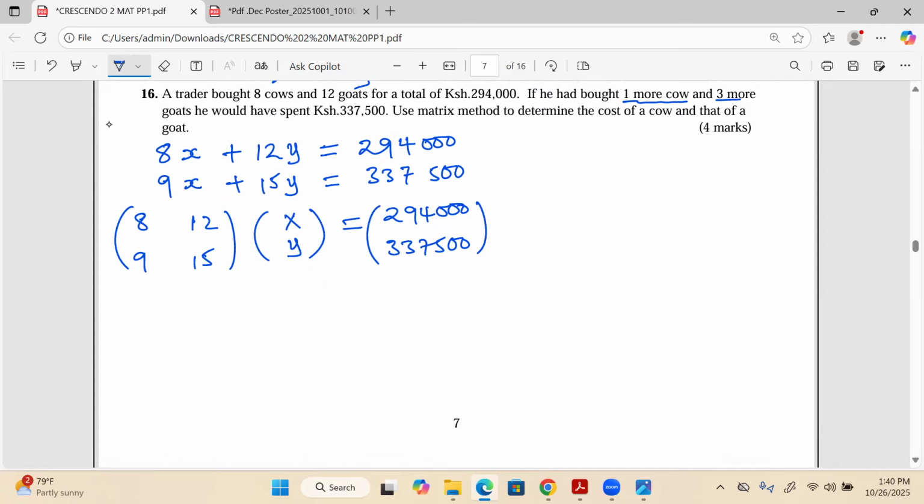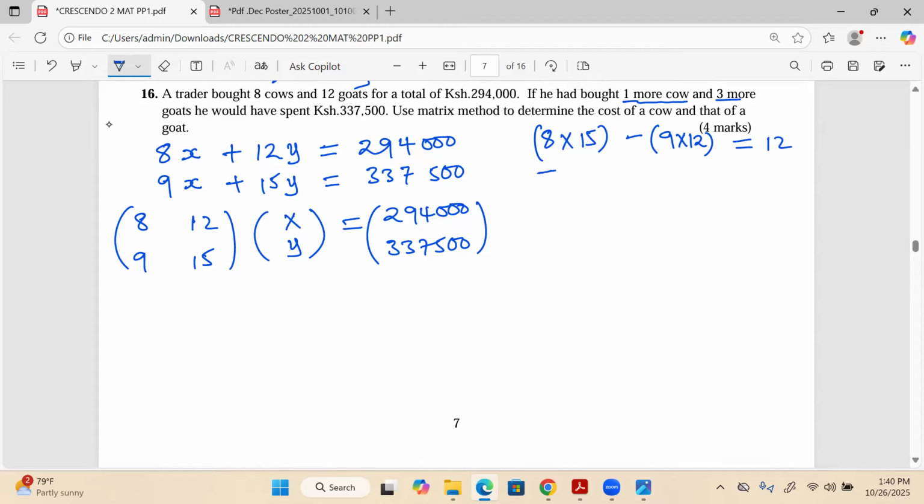For us to find the inverse, we need the determinant first. So 8 by 15, the product of the elements in the leading diagonal, minus 9 by 12, the product of the elements in the other diagonal. This gives us 8 by 15 minus 9 by 12, giving us exactly 12. If we get 12, the inverse shall be: we divide every element by 12, but first we change the position of 15 and 8 and the sign for 12 and 9. So 12 and 9 change their sign, 15 and 8 change their position. That is the inverse.